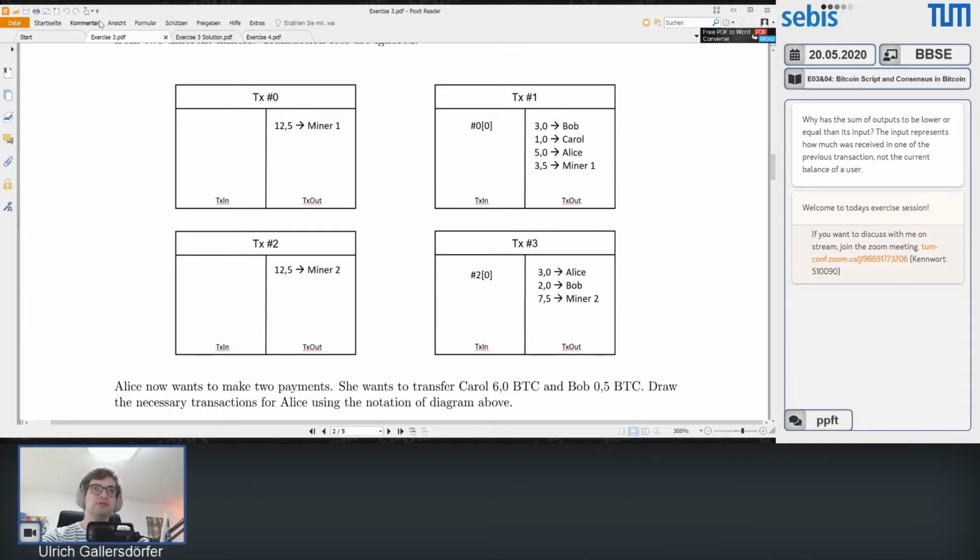So what is the key issue here? Alice wants to spend 6 Bitcoin and 0.5 Bitcoin. And we have 2 transactions we can spend, actually, this one and this one. As you see, she now has 2 transaction outputs. However, none of these transaction outputs satisfy the condition. So we cannot use only one to send both 6 Bitcoin to Carol and 0.5 to Bob.